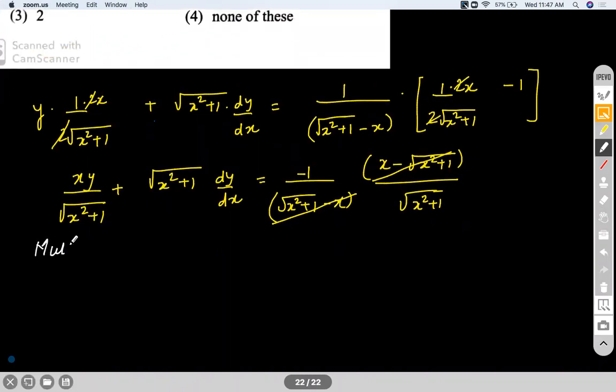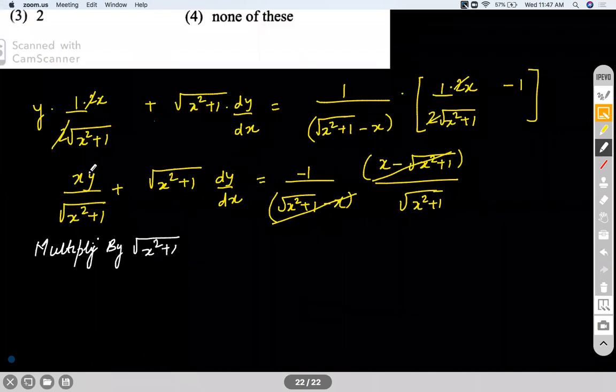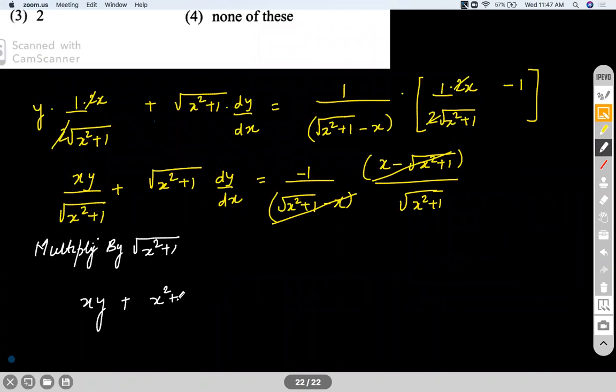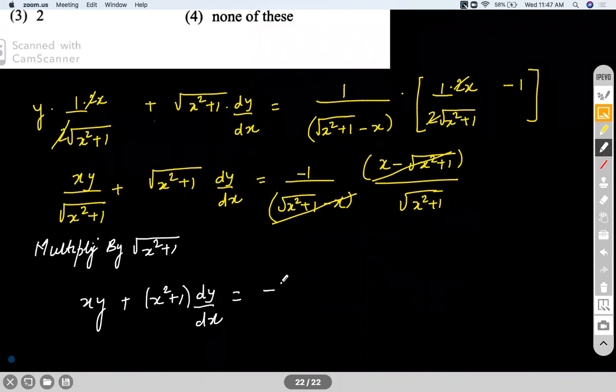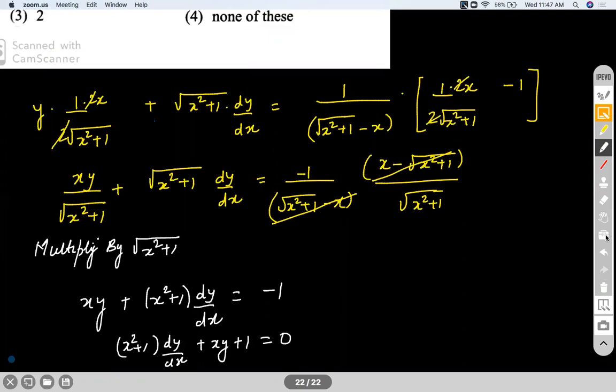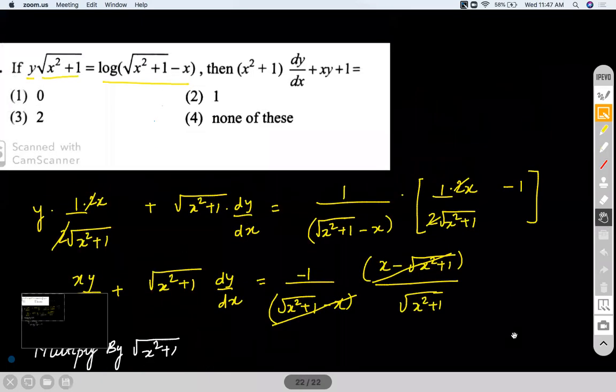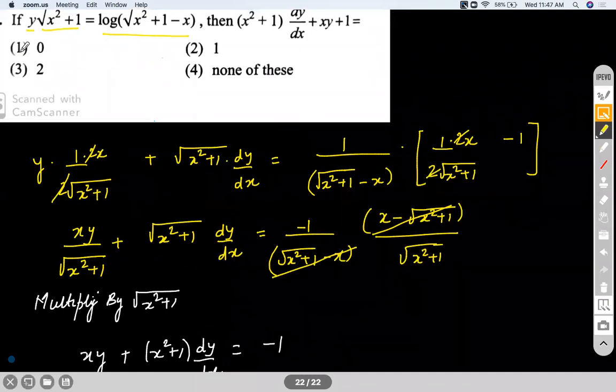Multiply throughout with x square plus 1. So this will become xy. This will become x square plus 1 dy by dx. This will become minus 1. So x square plus 1 dy by dx plus xy plus 1 is actually 0. I think this is what we need. Yeah, what we need. So option 1 is correct.